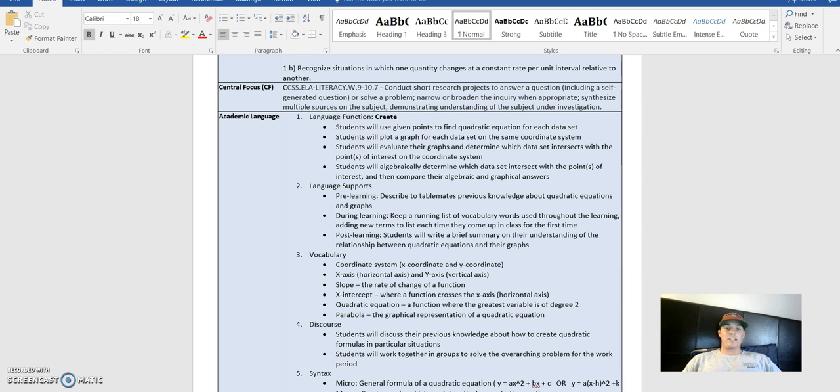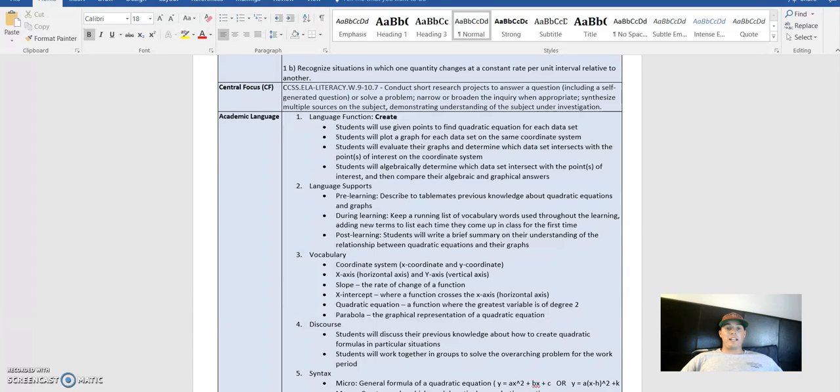We're breaking down create. I said that students will use given points to find a quadratic equation for each data set. Then they're going to plot a graph for each data set on the same coordinate system. Students will evaluate the graphs and determine which data sets intersect with the points of interest. And students will algebraically determine which data set intersects with the points of interest.